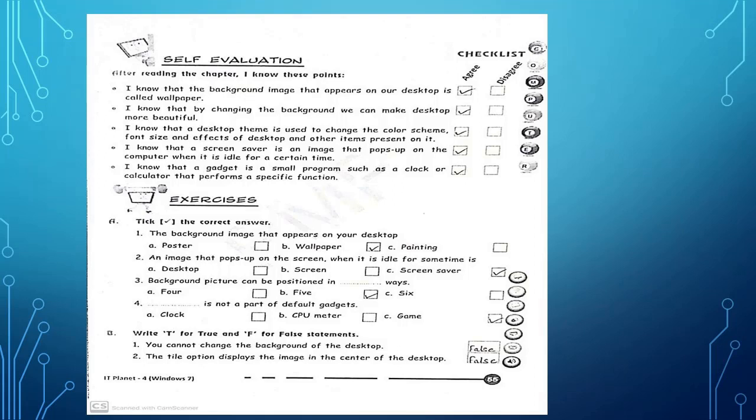Now the second question is true or false. The first statement is you cannot change the background of the desktop. But we got to know from this chapter that we can change the desktop background. So this statement is totally false. Now the second, the tile option displays the image in the center of the desktop. No, the tile option displays the multiple copies of the image in the desktop. Okay, so the statement is also false.